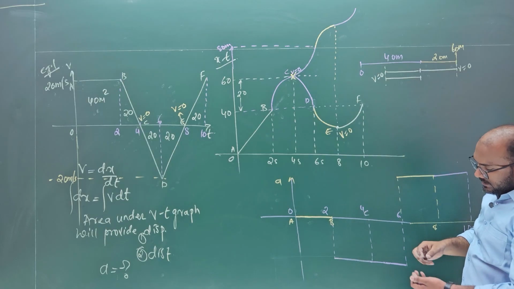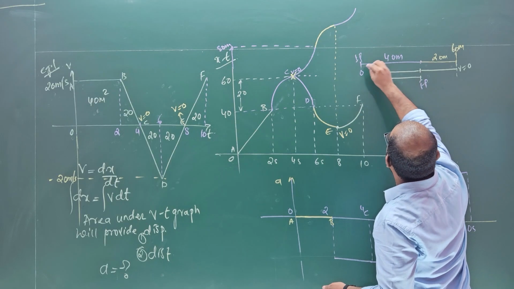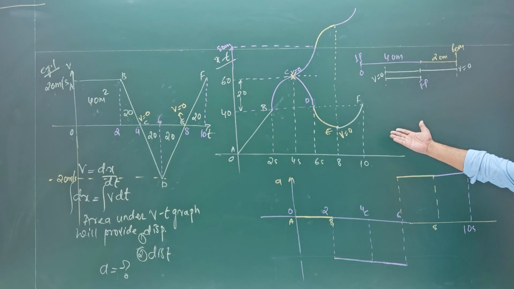From here, can I say that this is your initial position and this is your final position? How much body traveled from here to here? Obviously traveled 40 meter. That also has been represented here. Got my point? Right on.